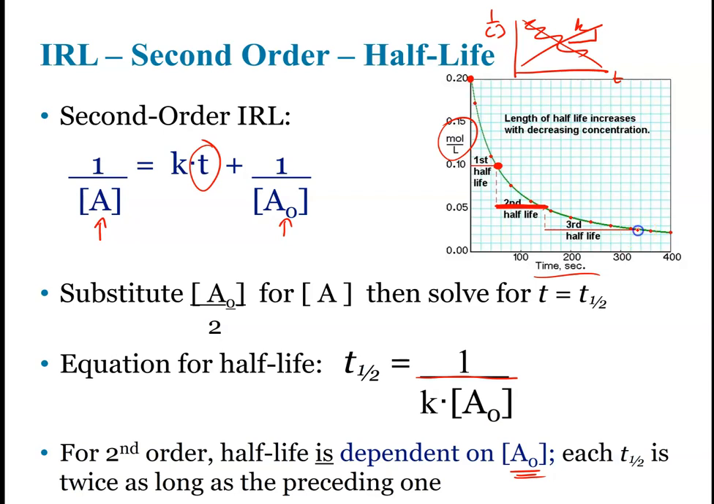To find the third half-life, you would plug in the remaining concentration after 2 half-lives, because that's really the initial concentration for the third half-life. Then you would find what that half-life is. You can see that for a second-order reaction, each half-life is twice as long. Each succeeding half-life is twice as long. So the fourth half-life would be twice as long as the third.